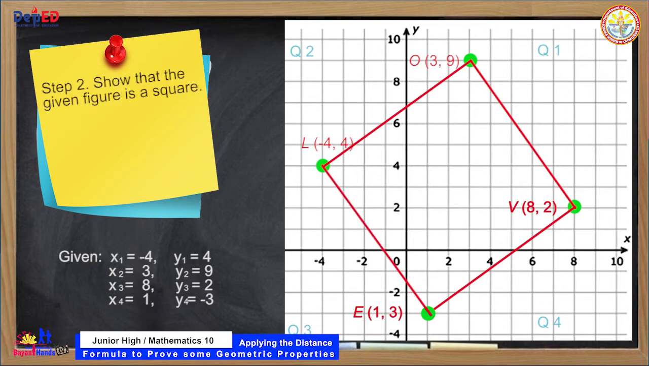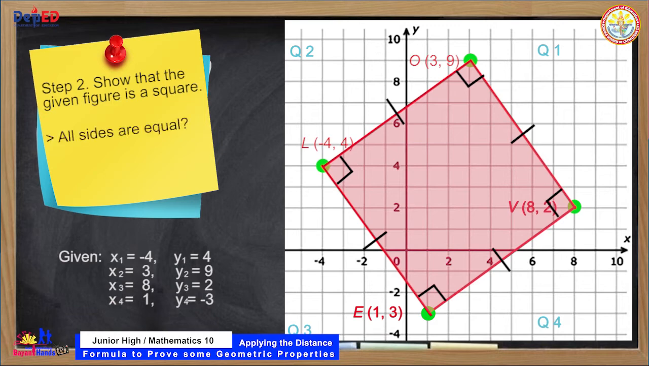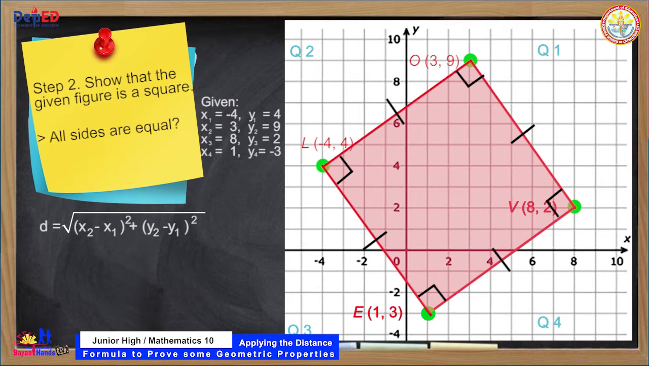Step 2. Show that the given figure is a square. Since the figure formed is a square, we need to show that all the sides are equal in length and all angles are right angles. First, let us show that all sides of the figure are equal. To do that, we need to apply the distance formula to solve for the length of segment LO, segment OV, segment VE, and segment EL to test if they are equal.